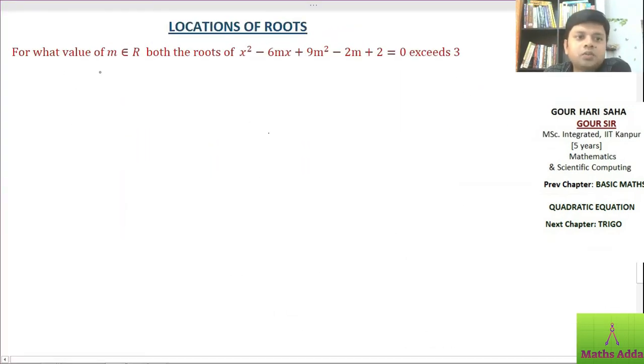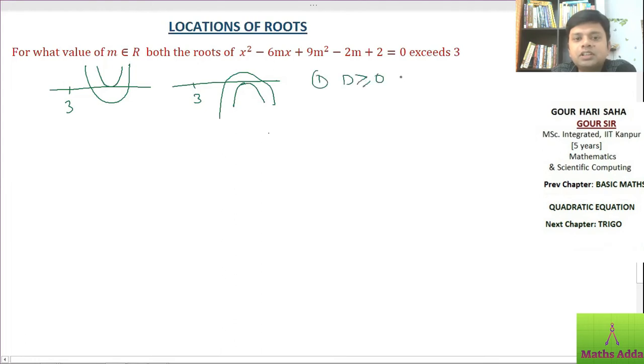So here, for what value of m do both the roots exceed 3? This means the graph will be like this one. 3 will be here, then both the roots will be on the right hand side of 3, or it can be like this. 3, right? So what is D? D is greater than or equal to 0. What is the vertex? The vertex is on the right hand side of 3, so minus b by 2a is greater than 3. Second. And third is what? a into f(k). K is 3, so a into f(3) should be greater than 0.